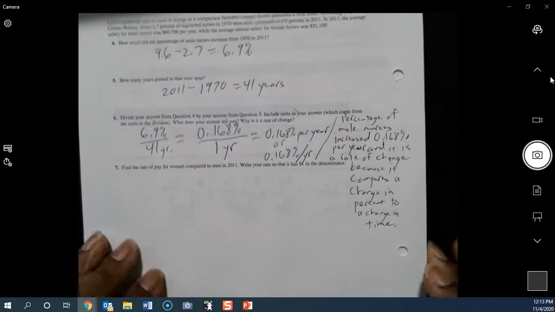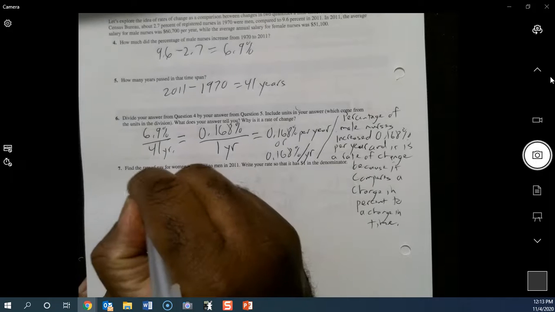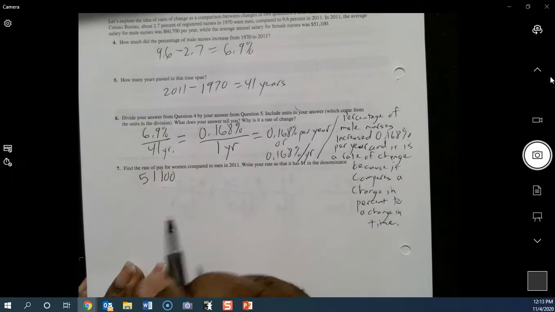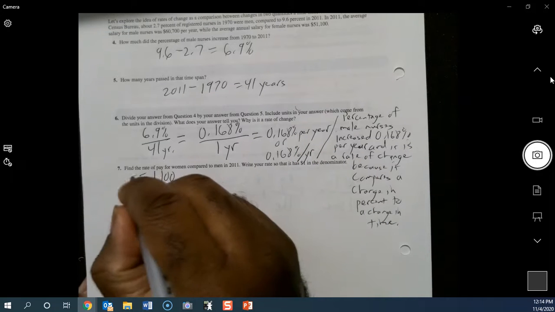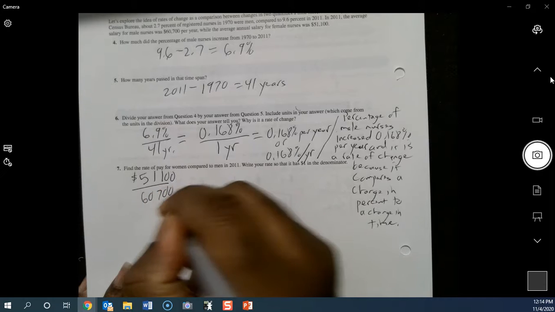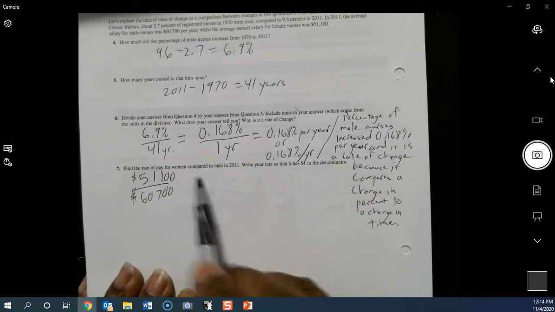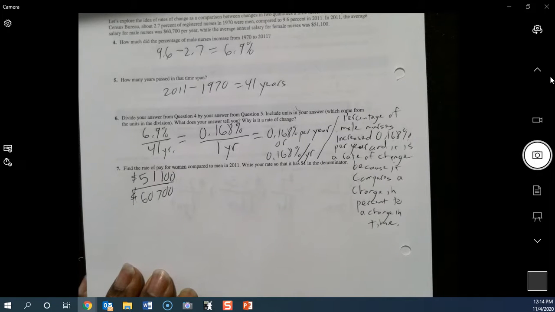There wasn't that much room here, so I had to make some room. Okay, number 7. It says, find the rate of pay for women compared to men in 2011. Write your rate so that it has $1 in the denominator. So, women made $51,100. That was stated up here. Female nurse was $51,100 divided by the male nurse, which is $60,700. Now, the reason why we wrote it like this is because it says women compared to men. So women will go first and men will go second.